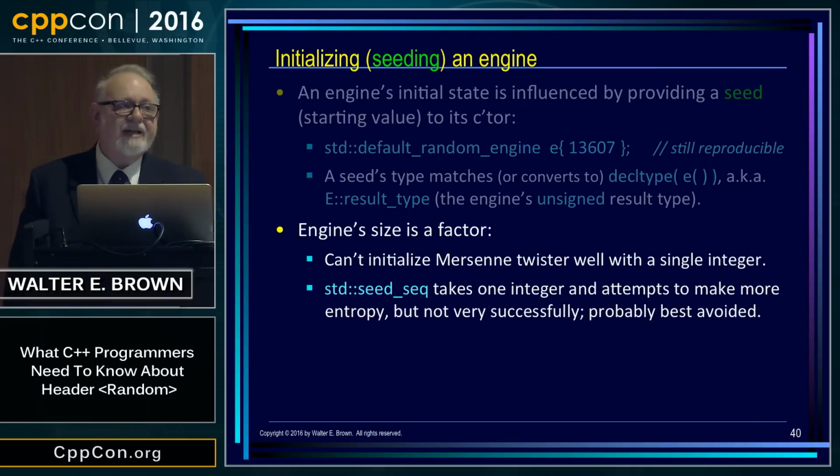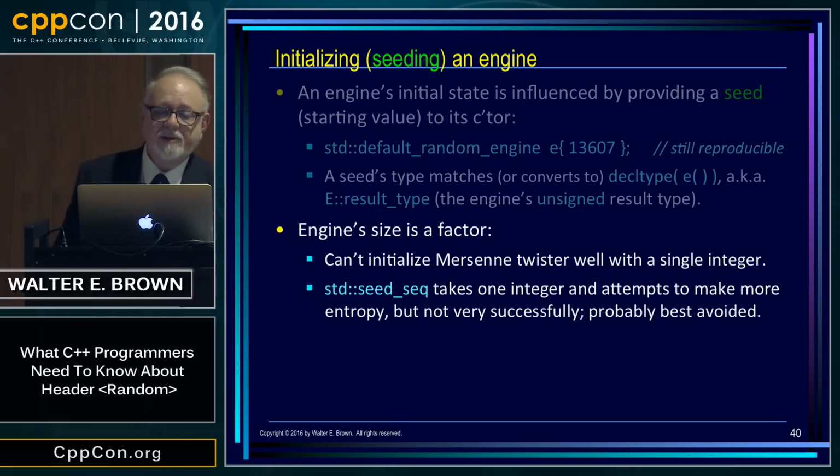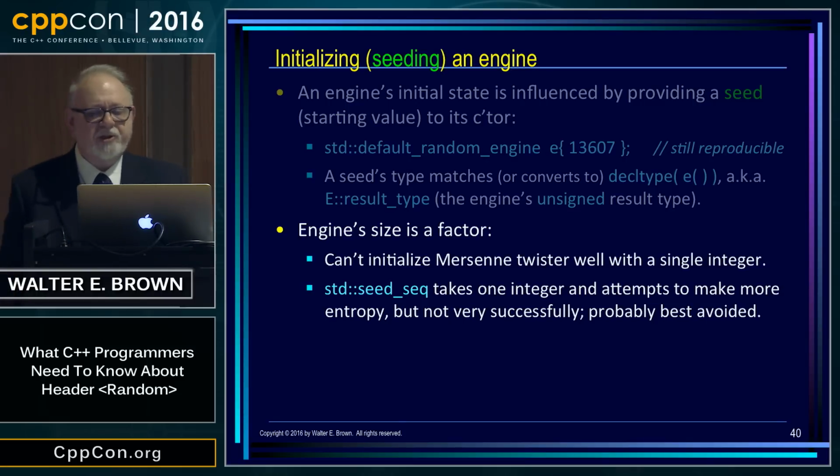The engine size is a factor. It is really hard to initialize Mersenne twister with a single integer. There's something in the library called seed sequence, seed_seq, that takes an integer and tries to make more entropy out of it. It doesn't do it particularly well. It's probably best avoided. Feel free to experiment with it. There are better things on the horizon.